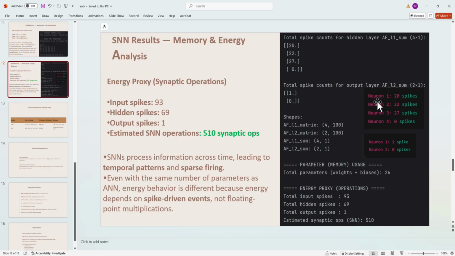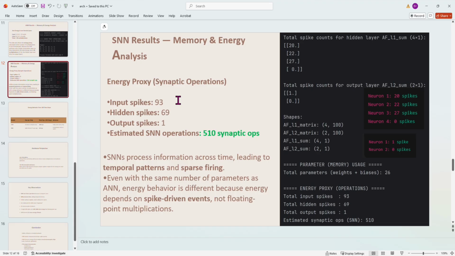So neuron 1 did spike 20 times, neuron 2 spiked 22 times, neuron 3 spiked 27 times, and neuron 4 spiked 0 times. This is just for the hidden layer. For the output layer, neuron 1 spiked 1 time and neuron 2 did not spike at all. We can change this by changing a lot of settings for threshold, for input current, and all those values. But just to show an example, this is our experimental results. So total estimated SNN operations was 510 synaptic operations. This is over 100 time steps, right?